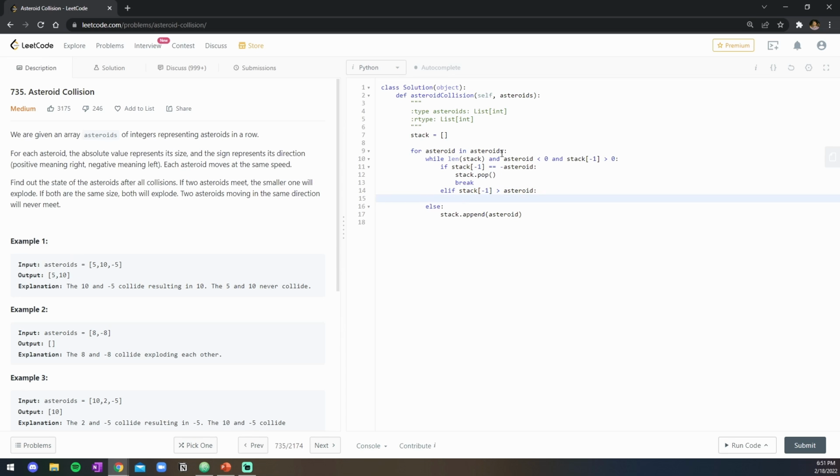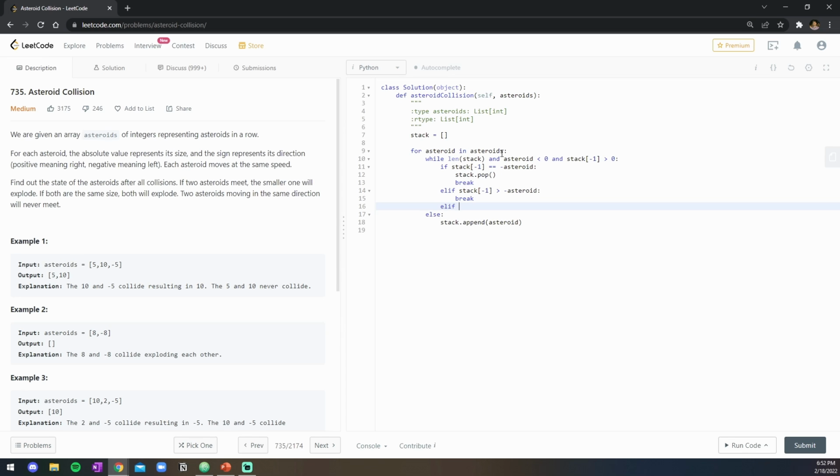Now, let's say the top of the stack was 10 and the incoming value was -5. We need to make sure that, one, we get rid of that negative sign. So we have to always make sure to do a negative of the asteroid and then compare. So now 10, for instance, would be greater than 5. And what do we do in that case? We know that if a value in the stack is greater than the value that is incoming, then you disregard the incoming value and instead you just keep the value at the top of the stack. So we just break out of this because we don't care about that incoming value anymore and move on to the next asteroid that's coming in.